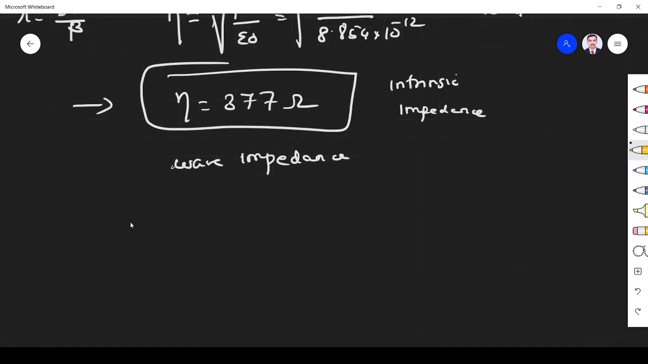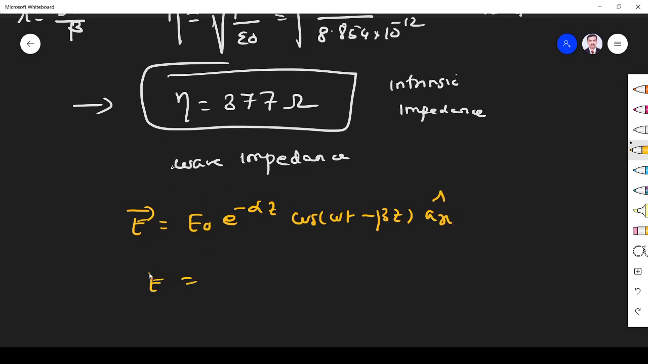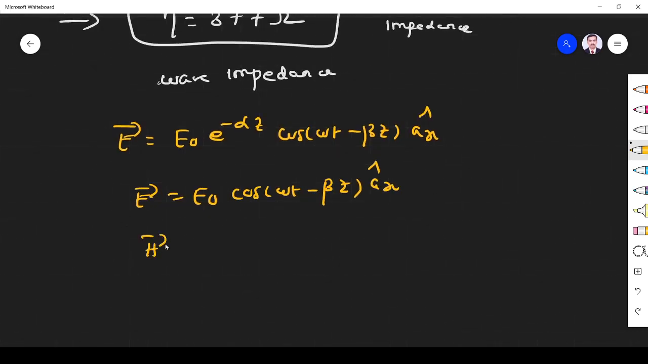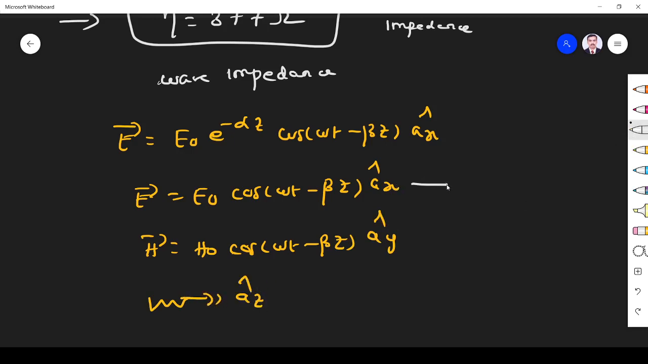Already we derived the E equation. E is given by E naught e power minus alpha z cos(omega t minus beta z) ax. Here alpha is 0, as we just saw, so E will be E naught cos(omega t minus beta z) ax. How this equation has come, please refer to my video on plane wave propagation in dielectrics. Similarly, I can prove that H is equal to H naught cos(omega t minus beta z) ay, and the wave is assumed to be propagating in the z direction. So the wave is in the z direction, the electric field is in the x direction, and the magnetic field is in the y direction.